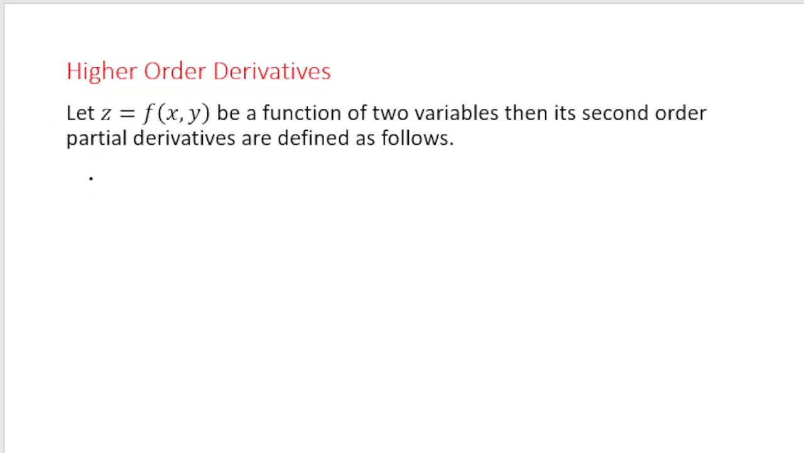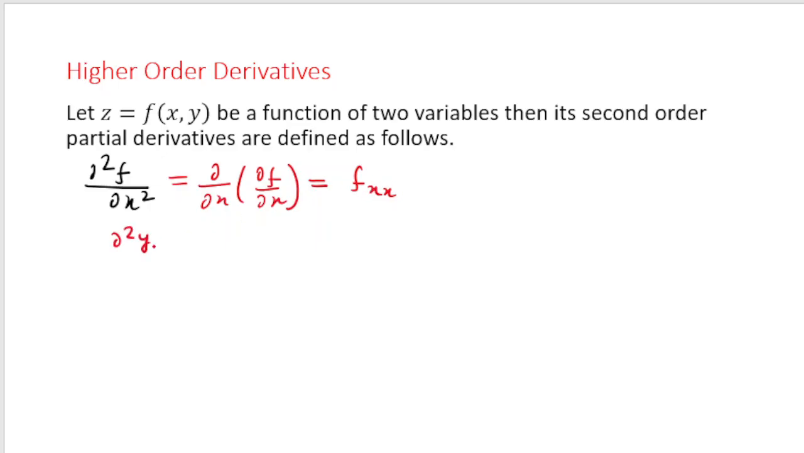So let me write it. Suppose I have to find del 2 f, the second order partial derivative of f with respect to x. So this will be given by what? This will be nothing but del by del x of del f by del x. So this is how we define it, and it is also written as f of xx, right? The partial derivative of f with respect to x twice. So this is how it is also represented.